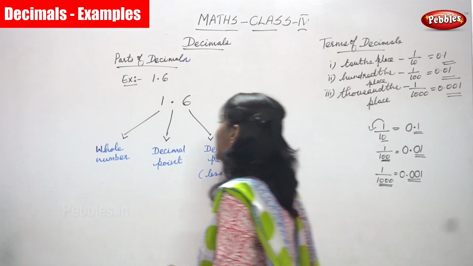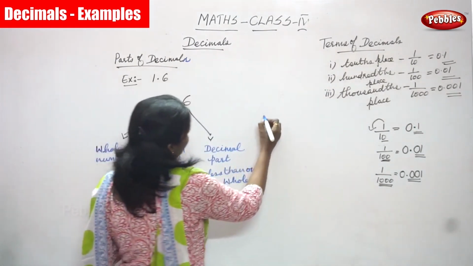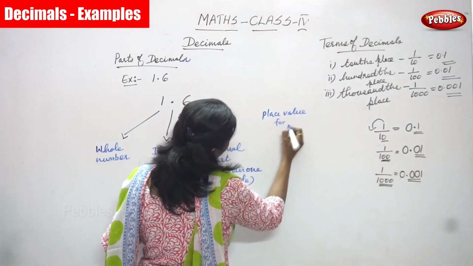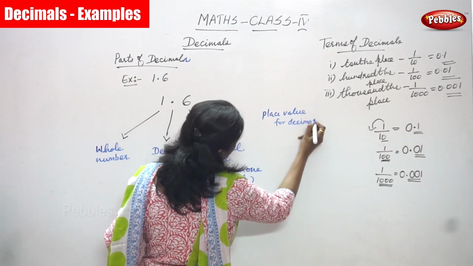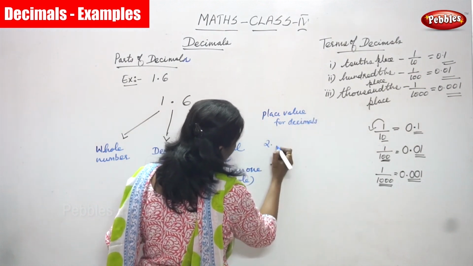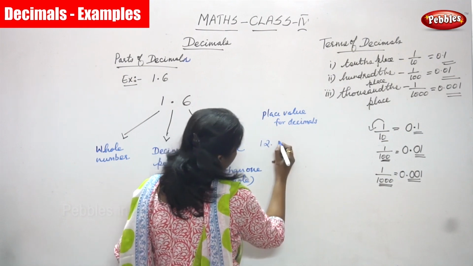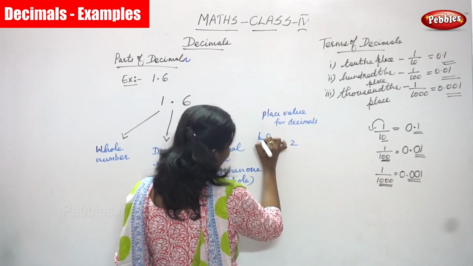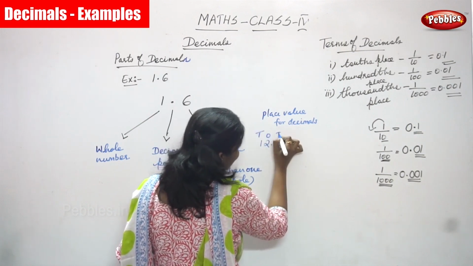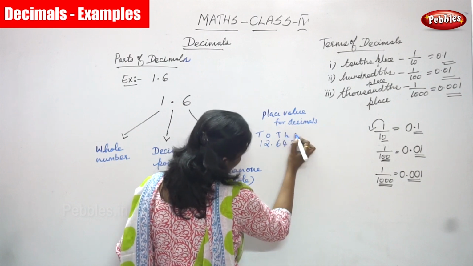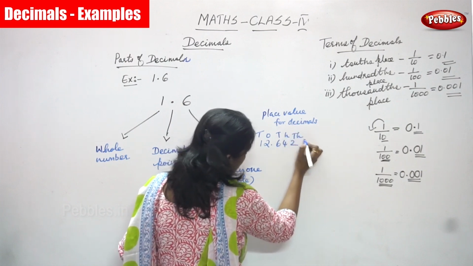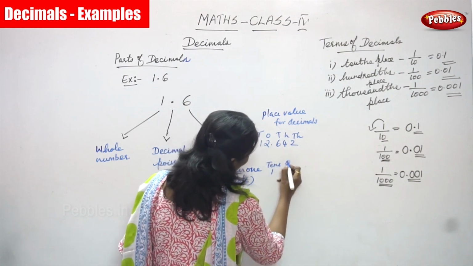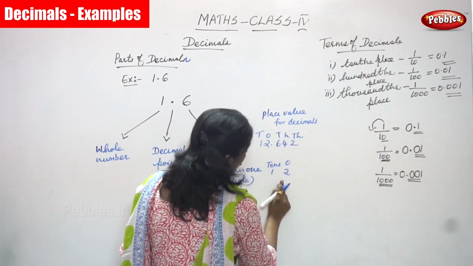So decimal place value means, I have told you already, place value for decimals. For example, 12.642. That means how are we going to write? This is ones and this is tens, and this is hundreds, and this is thousands. Okay, thousands. So that is what I wrote. So tens, that is 1, and ones, what is this? 2. These two are whole numbers.